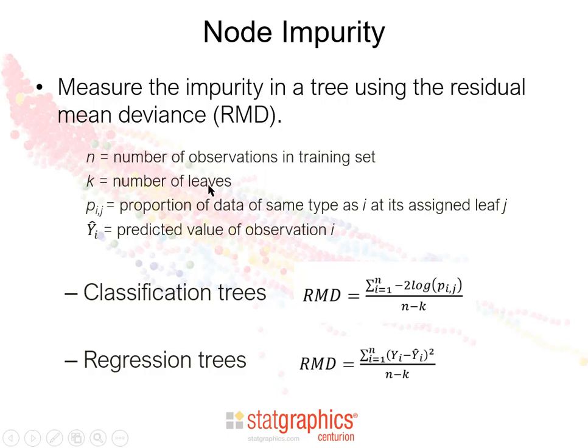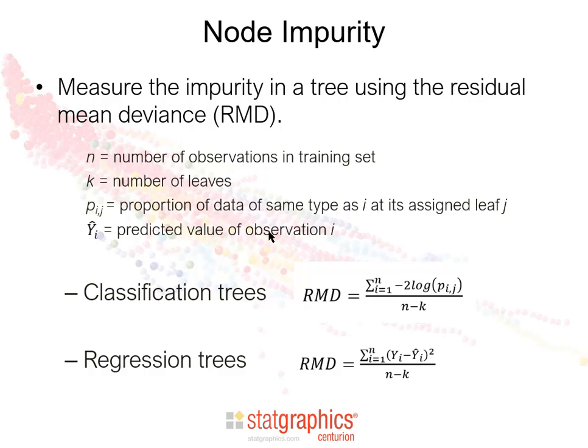I'll let k be the number of leaves. I'll let p sub ij be the proportion of data of the same type as i that are assigned to leaf j. i in this case would be survived or not survived. In the case of a regression tree, y hat sub i would be the predicted value of observation i.